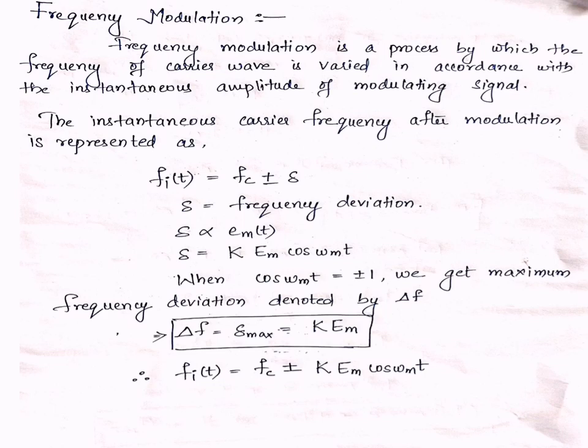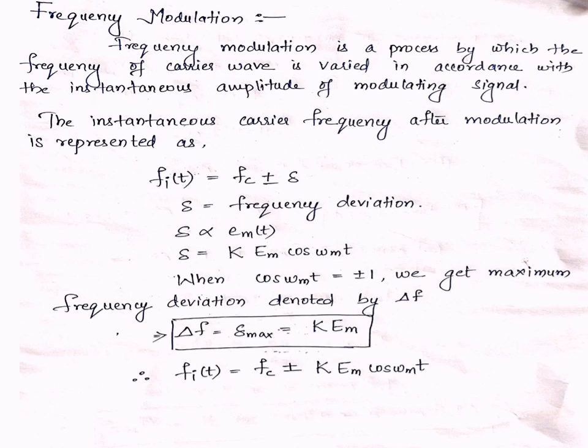Now this change, or frequency deviation, is caused by the modulating signal. That's why we have written that delta is directly proportional to the modulating signal, represented by em(t). After solving it, we get delta is equal to K into em(t). I have elaborated here em(t) as Em cos omega m t, where K is the proportionality constant.